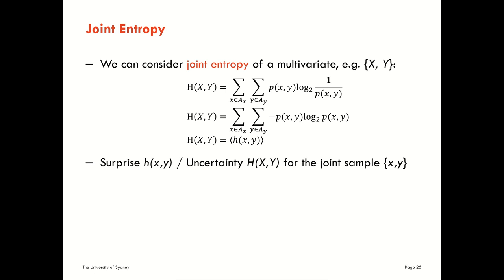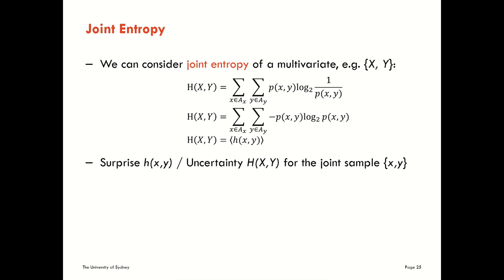And our interpretation is a straightforward extension. The surprise of a symbol x and y, or the uncertainty for variable big X and big Y, is simply that of the joint sample x and y taken together. So here we simply think about pairs or higher order sets of events.